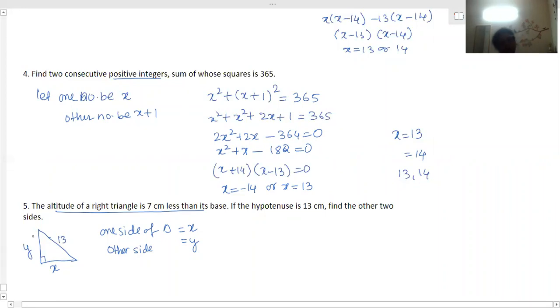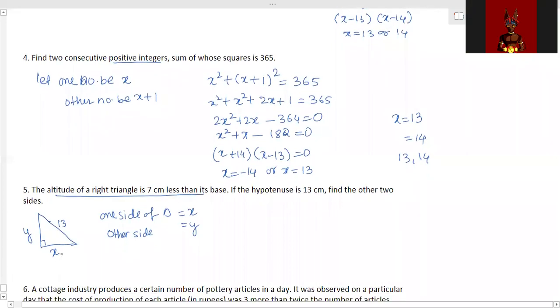Yes, Mayuka. Trishtit, can you tell? Ma'am, x is equal to y minus 7. What is the base here in this triangle? x, x is base. So what is altitude? y. So the value of altitude is 7 less than base.